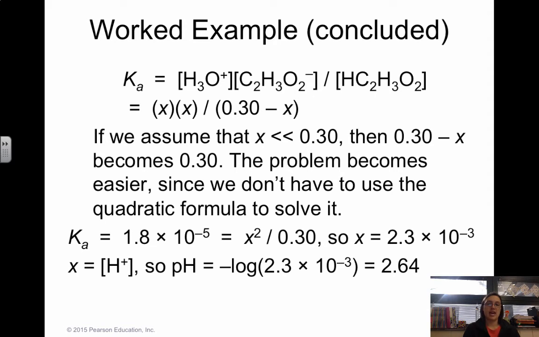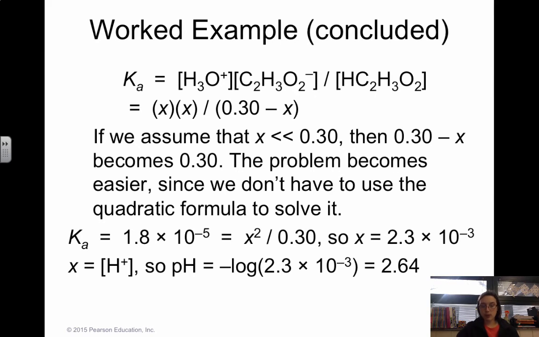That means that x is so small that we're just going to ignore it, only on the bottom. So the problem becomes a lot easier because we don't have to use the quadratic formula. So if we plug everything in, we have x squared divided by 0.3. Again, because we made this assumption. Now if you make this assumption, make a note of it.